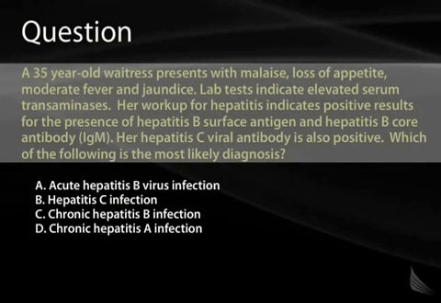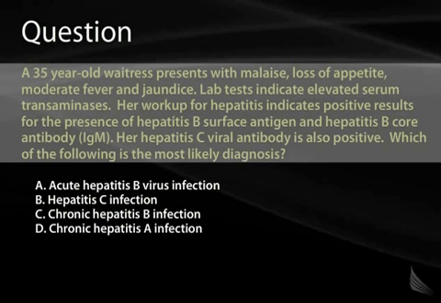Question. A 35-year-old waitress presents with malaise, loss of appetite, fever, and jaundice. The lab tests indicate elevated serum transaminases. Her workup for hepatitis indicates positive results for the presence of hepatitis B surface antigen and hepatitis B core antibody, IgM. Her hepatitis C viral antibody is also positive. Which of the following is the most likely diagnosis?